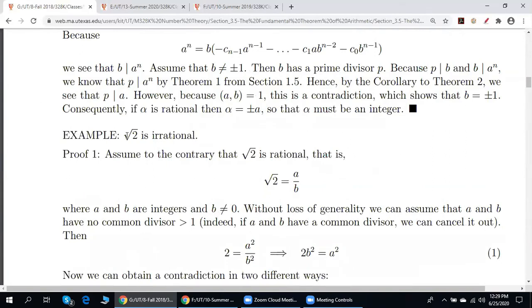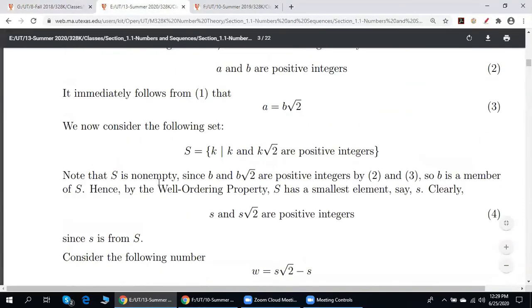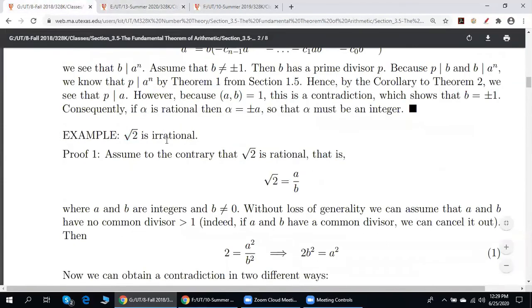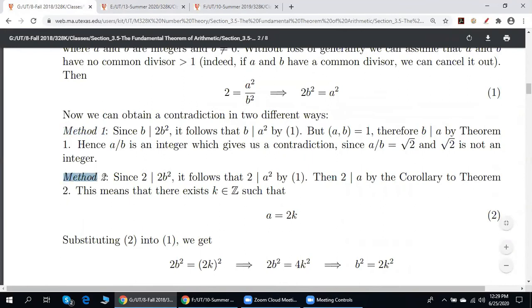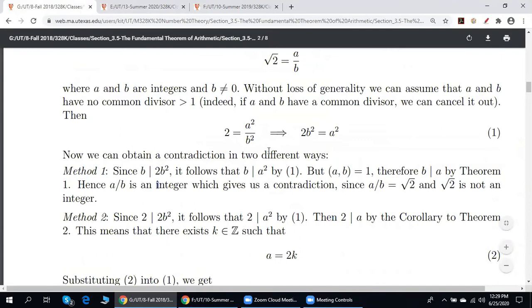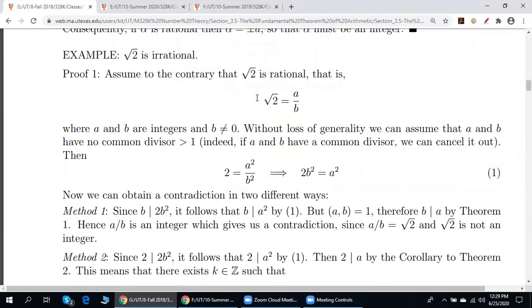Next, now applications. As we discussed, there are several ways of proving that square root of 2 is irrational. One way is to use the well-ordering property. Two other ways, and I call it method number 1 and method number 2, is to use various properties of divisibility. Let us actually go over. So we assume that square root of 2 is rational. We square both sides. We move b squared to the left, we get this. And now we can get a contradiction in two different ways.